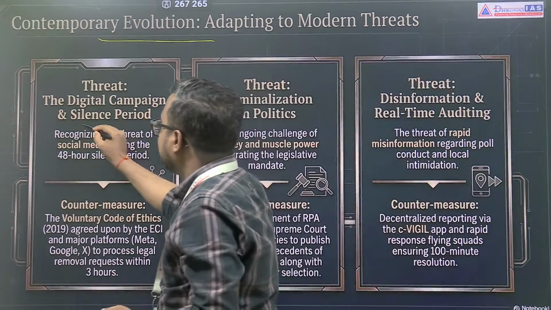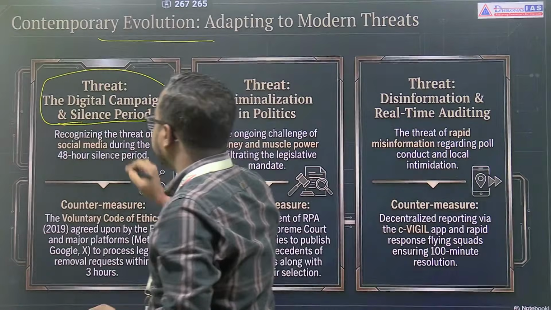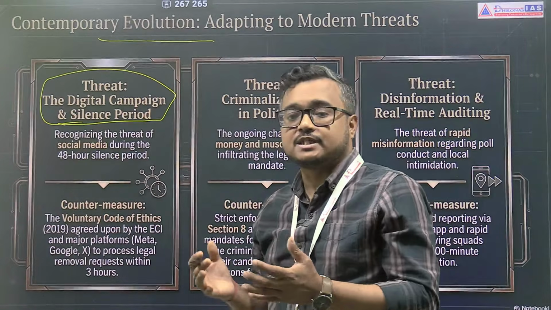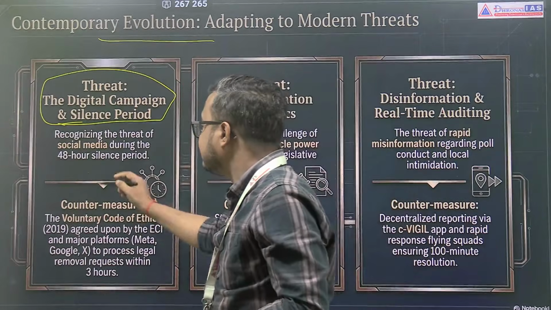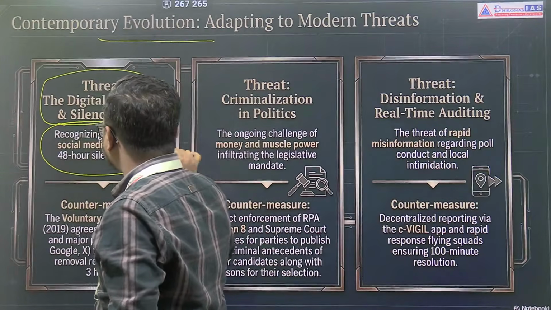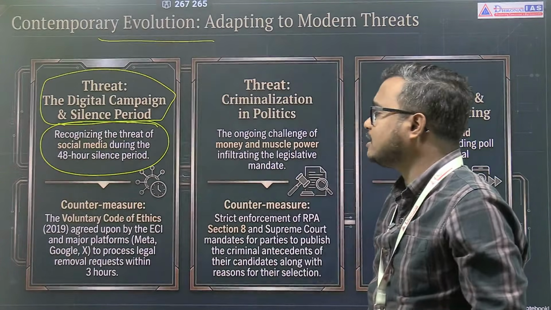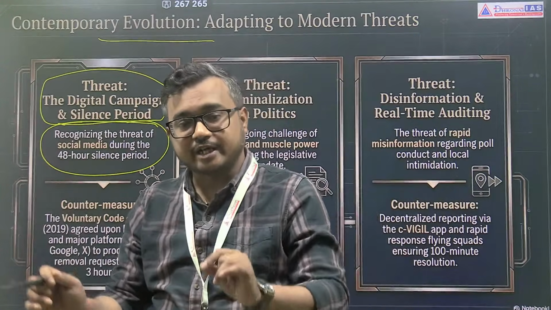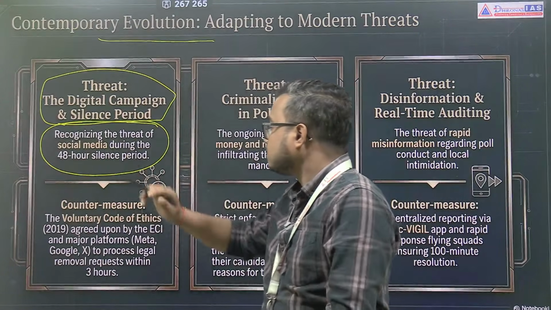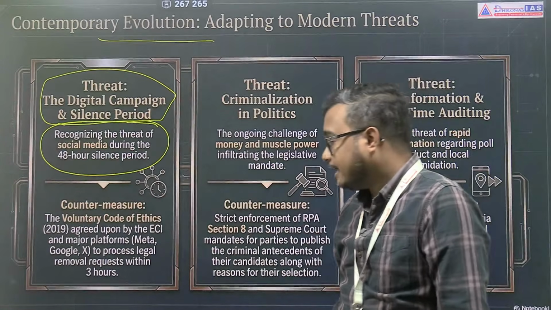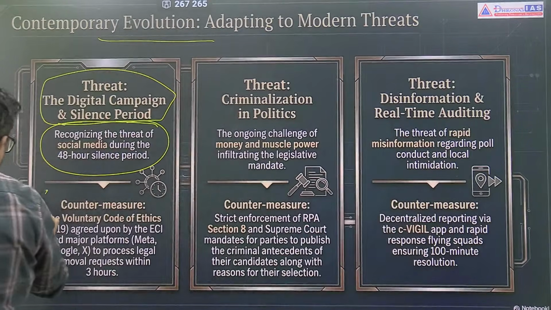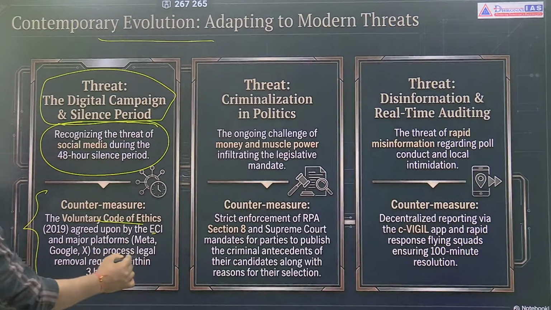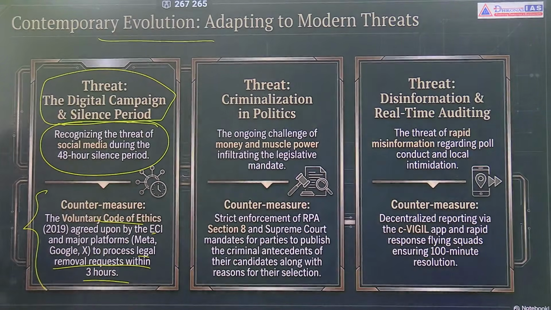For example, the threat of digital campaigning and the silence period. It's the age of digital media. So in that case, social media during the 48-hour silence period. For 48 hours you cannot actually campaign in the street. So what about social media? In that case, the countermeasure is the voluntary code of ethics agreed upon by the ECI to process legal removal requests within 3 hours.